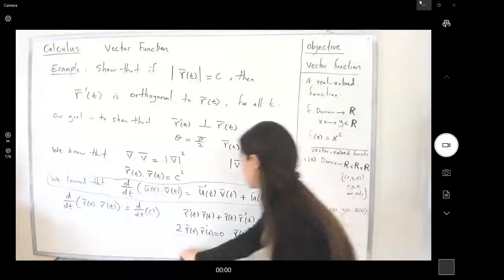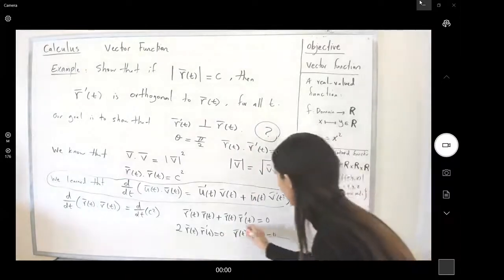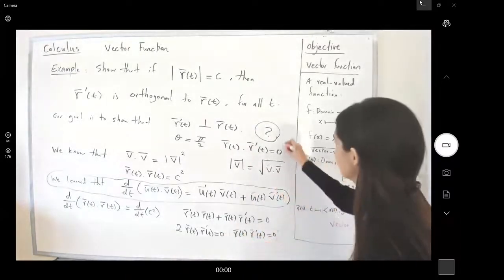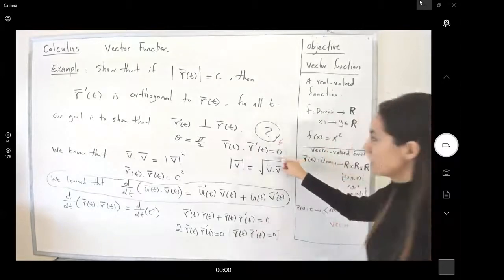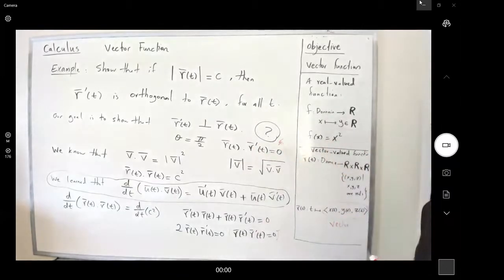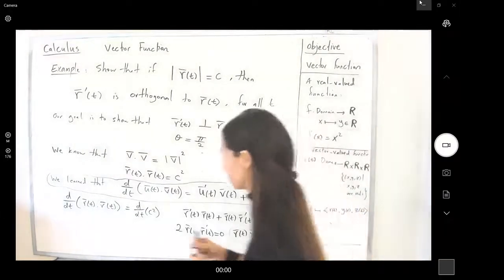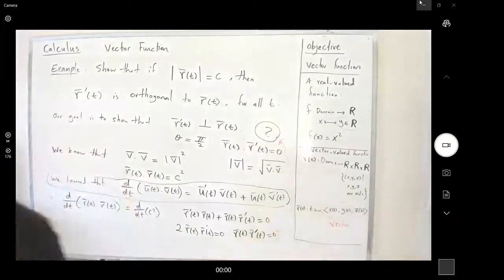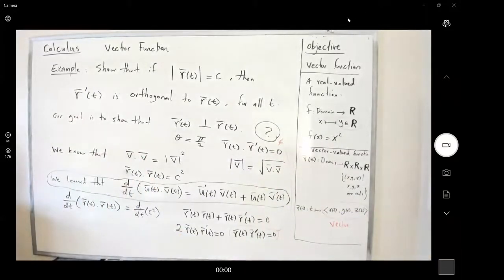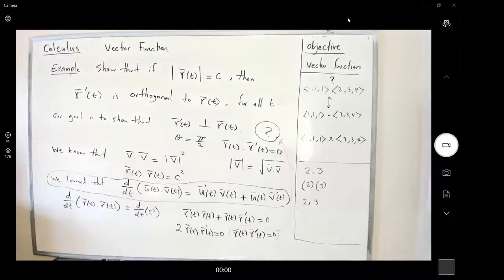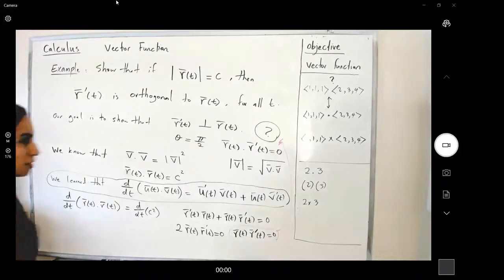What is this? This is saying that I have two vectors that are orthogonal to each other. Perfect.